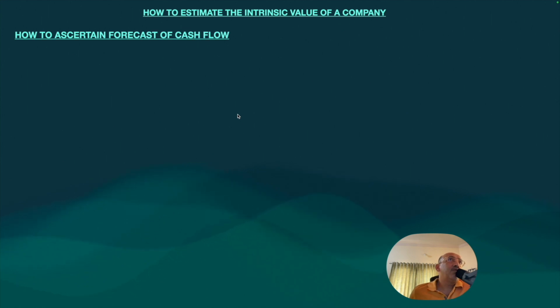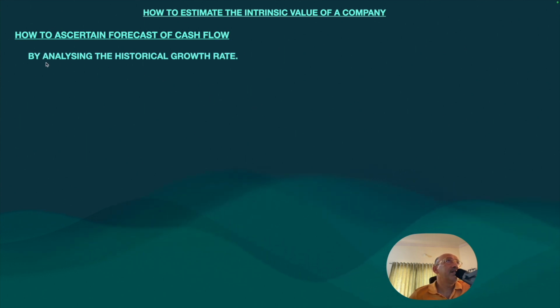Now, how to ascertain forecast of cash flow? Now we have come to the crux of the question. We have been using rate of return R, we have been using growth rate G, G1, G2. So you must be getting confused. Where am I getting this G1, G2? How am I going to get a value for G1? You take G1 as the growth rate, it can be 4%, 5%, 3%. What is the basis? Now we will explain the basis of identifying R, the rate of return, and G, the growth rate. First of all, we do it by analyzing the historical growth rate of a company.